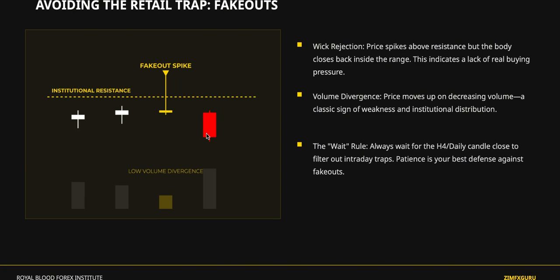Why? Because the next candle closed bearish, so it's not a breakout. And so, volume divergence: price moves up on decreasing volume, a classic sign of weakness and institutional distribution. So when you see price moving up but the volume is going down, price has moved upward but look at the volume, it's down. So it means it's just institutional distribution happening.